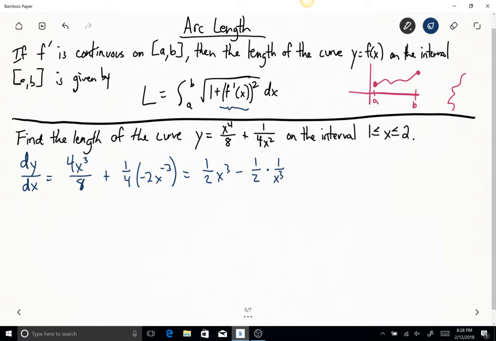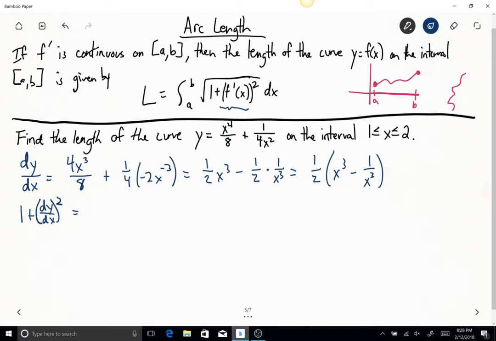So an easier way for me to write this yet would be something like this. We could factor out the 1/2, and then we have x cubed minus 1 over x cubed. The reason I'd recommend that is it's going to be easier when we square this, rather than having to square all the 1/2s and all that stuff. So when we do this, we want to do 1 plus dy dx, the quantity squared, right? And we're going to want to take a square root of that soon enough.